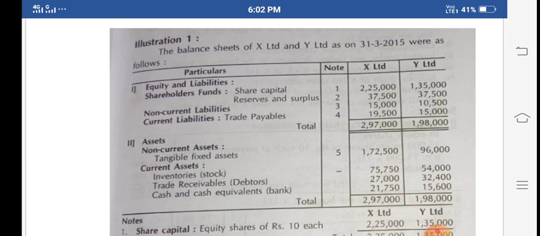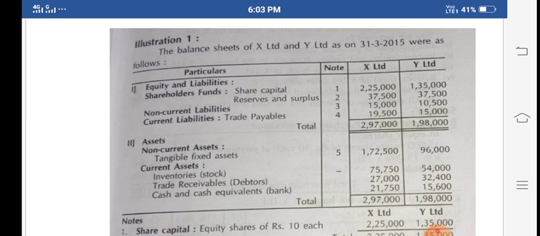Just see the balance sheets of X Limited and Y Limited as on 31st March 2015, which are as follows. The equity and liabilities are given, as well as the assets, for X Limited as well as Y Limited. Related to the share capital, the reserve and surplus, the non-current liabilities as well as the trade payable, notes are there. We will see that note also.